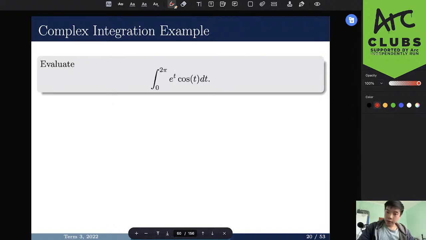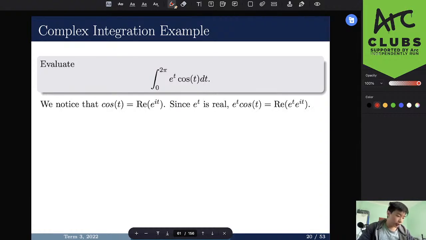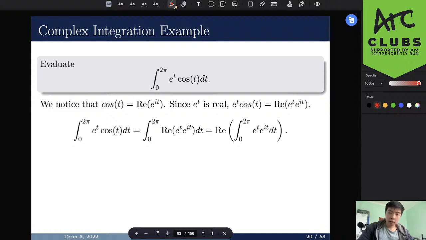And so one of the uses of complex integration is something like this, which you could do through integration by parts, but can be simplified. What we can do is notice that cos of t is equal to the real part of e to the it, and we also know that e to the t is real since t is real. So e to the t cos t is going to be equal to the real part of e to the t times e to the it.